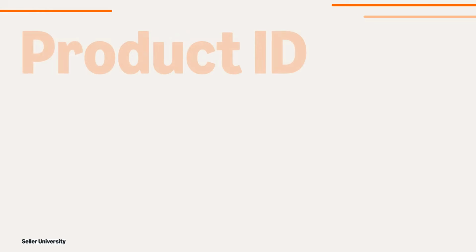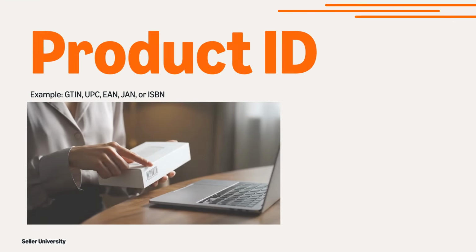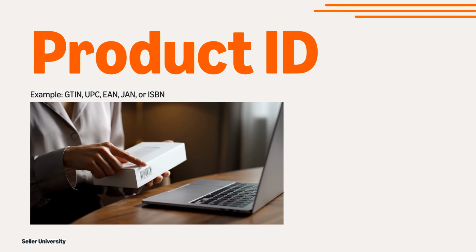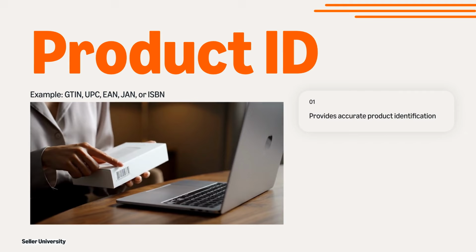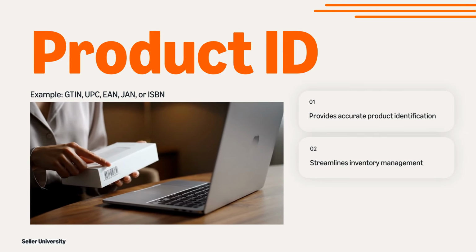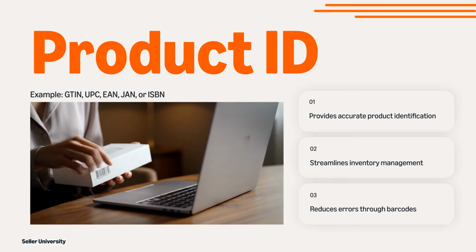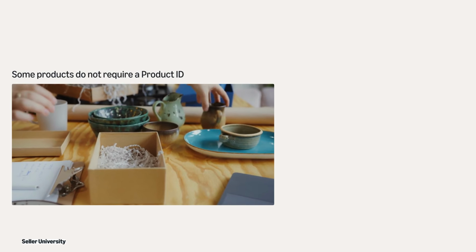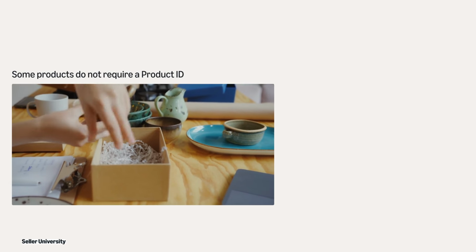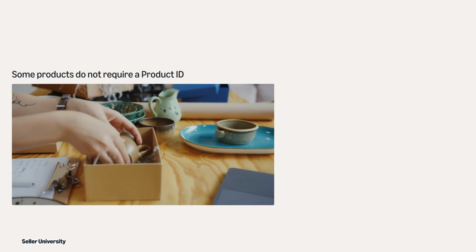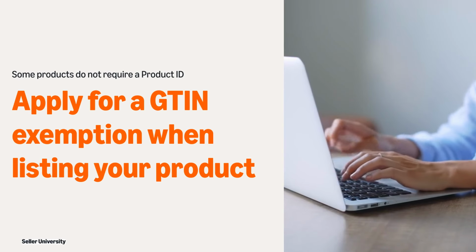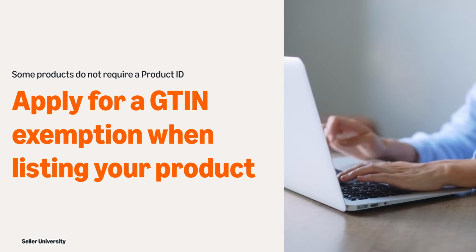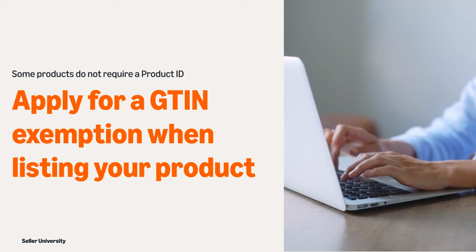A product ID, such as a GTIN, UPC, EAN, JAN, or ISBN, helps to provide fast and accurate product identification, streamlines inventory management, and reduces errors through barcode scanning. However, some products do not require a product ID in order to be sold in the Amazon store. To list a product without a product ID, you'll need to apply for a GTIN exemption during the listing process.